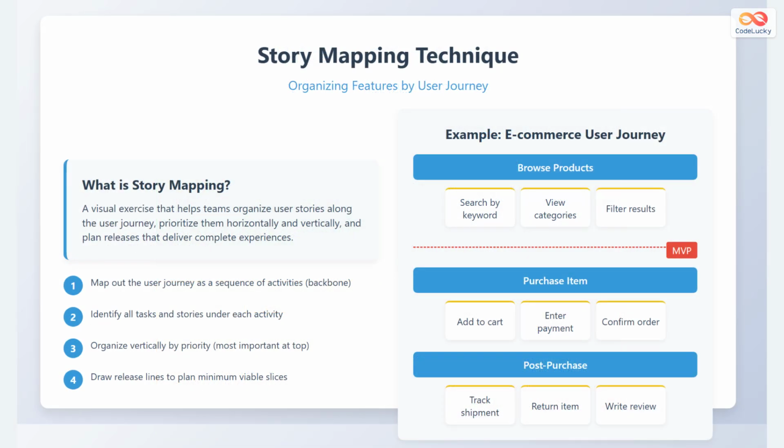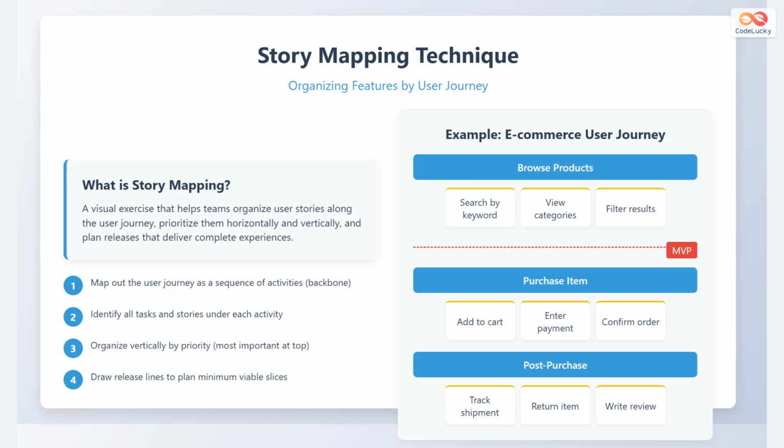Story mapping is a visual exercise that helps teams organize user stories along the user journey, prioritize them, and plan releases. Here are the steps to create a story map. First, map out the user journey as a sequence of activities, forming the backbone. Second, identify all tasks and stories under each activity. Third, organize these stories vertically by priority, placing the most important ones at the top. Fourth, draw release lines to plan minimum viable slices.